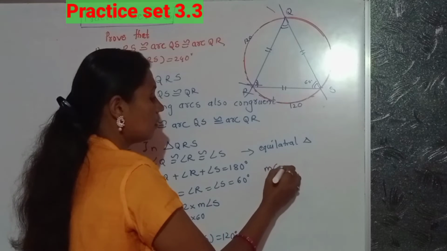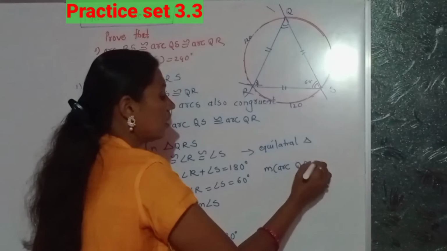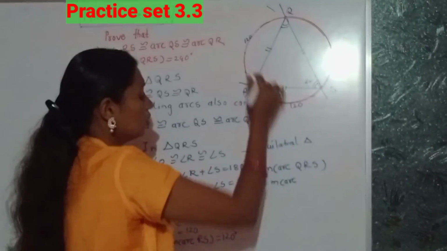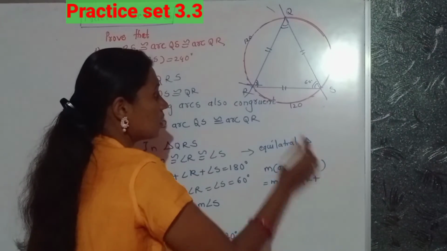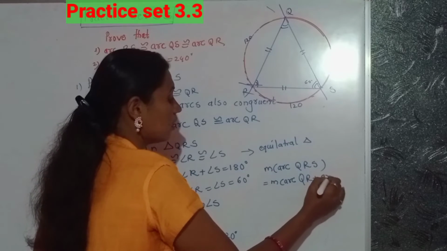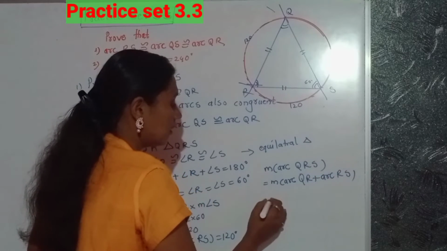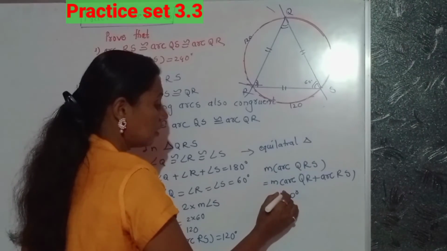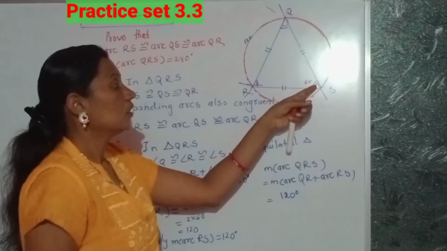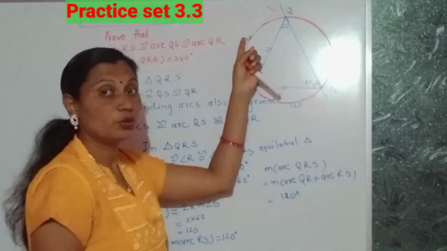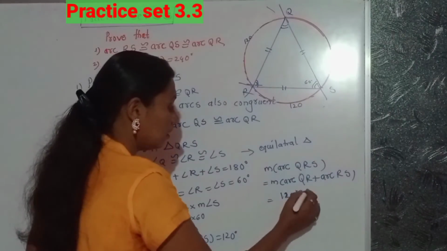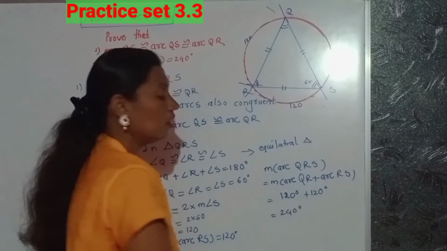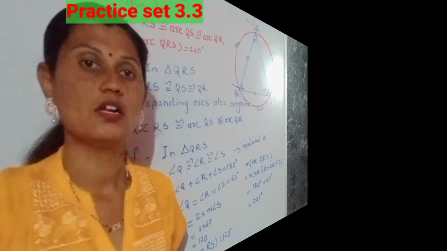The measurement of arc QRS is equal to the measurement of arc QR plus arc RS, and we find that the measurement of arc QR is 120 degrees, because the inscribed angle theorem told us that this angle is 60 degrees and this arc is double that angle measurement. This is also 120 degrees. Now the measurement becomes 240 degrees. In this way we completed the second example.